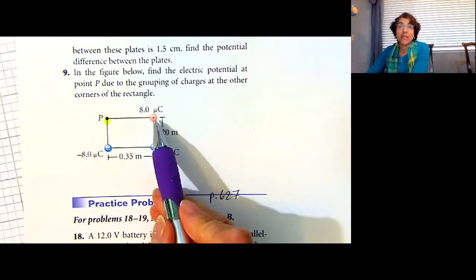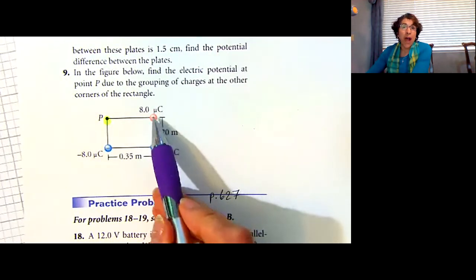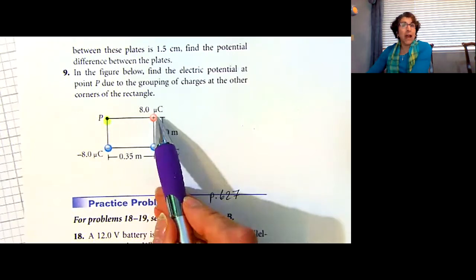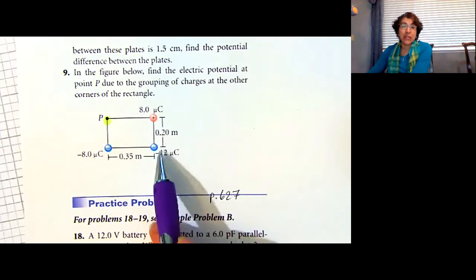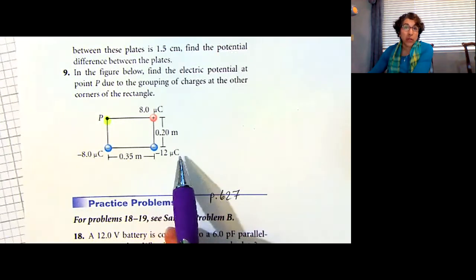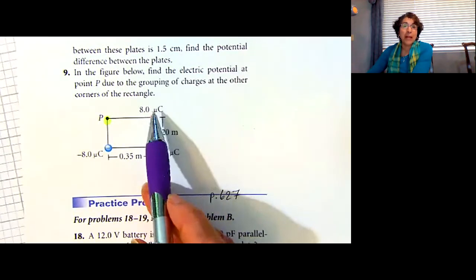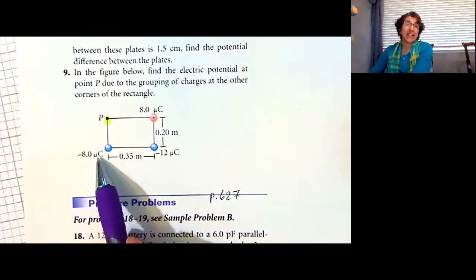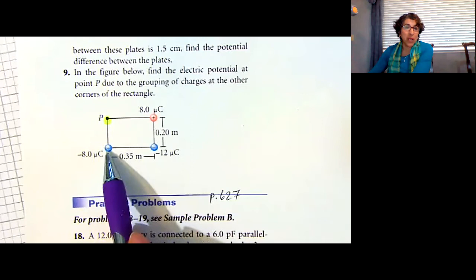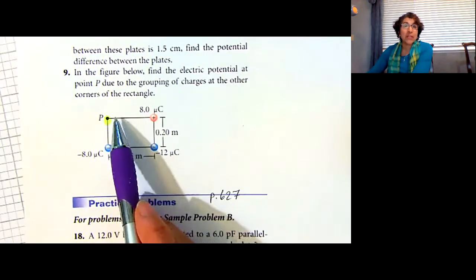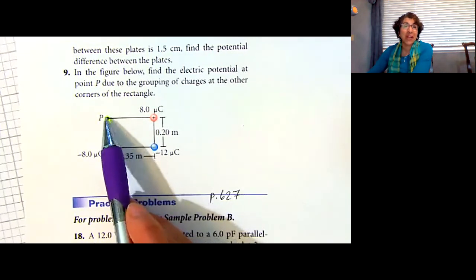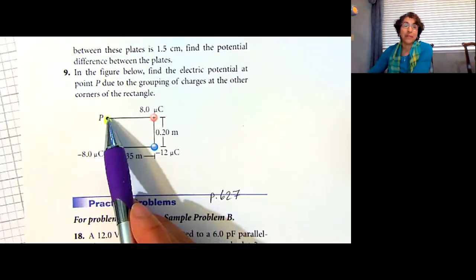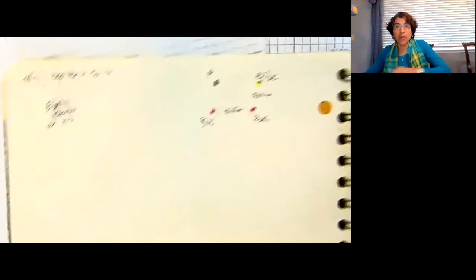We have a positive charge on this side, and we have a negative charge, negative 12 microcoulombs. This one's positive 8 microcoulombs, and on this side we have negative 8 microcoulombs. So the question is, what is the electrical potential at this point right here? Okay, so come over here. I drew it out for us.